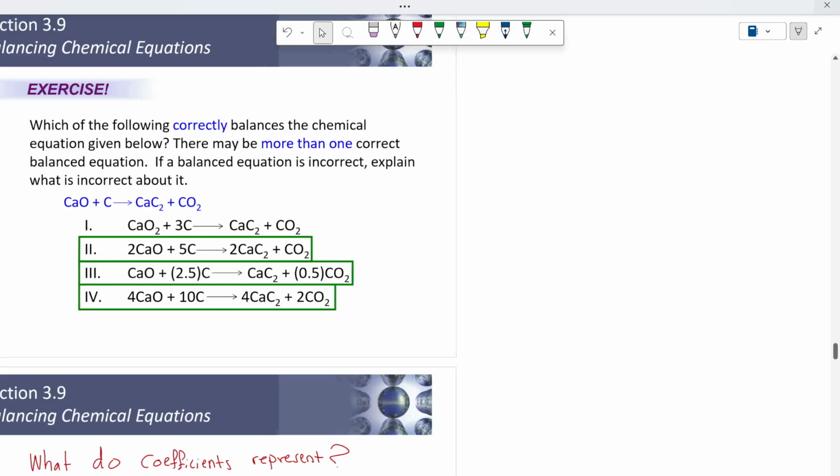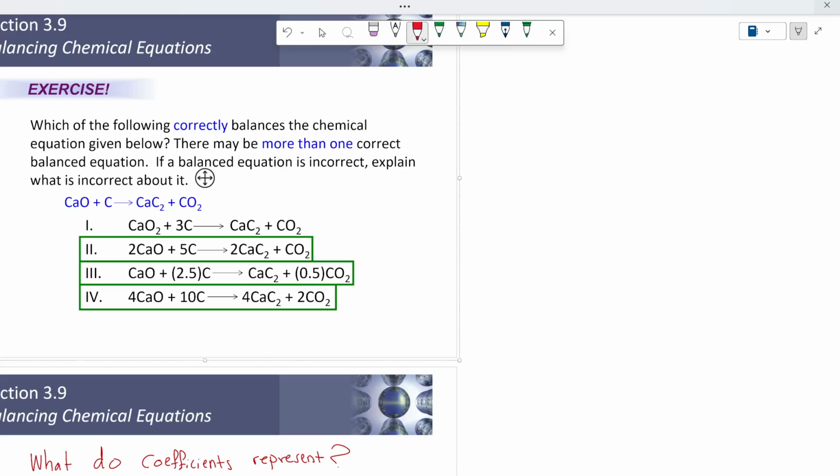Now, let's solve this exercise together. Which of the following correctly balances the chemical equation given below? There may be more than one correct balanced equation. If a balanced equation is incorrect, explain why it's incorrect. The equation is CaO plus C. The products are CaC2, sorry, plus CO2. Now to balance the equation, we can use the traditional method.